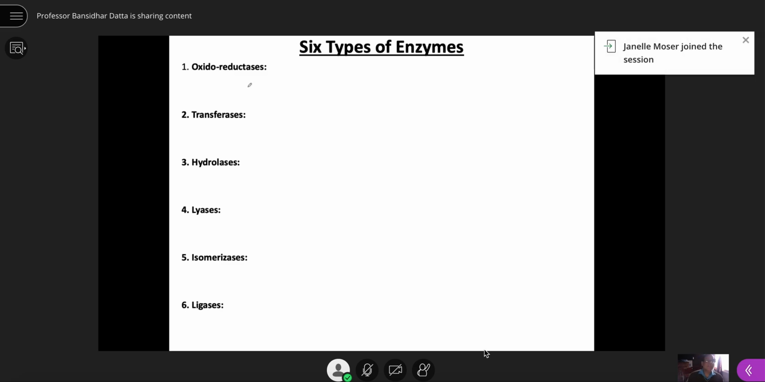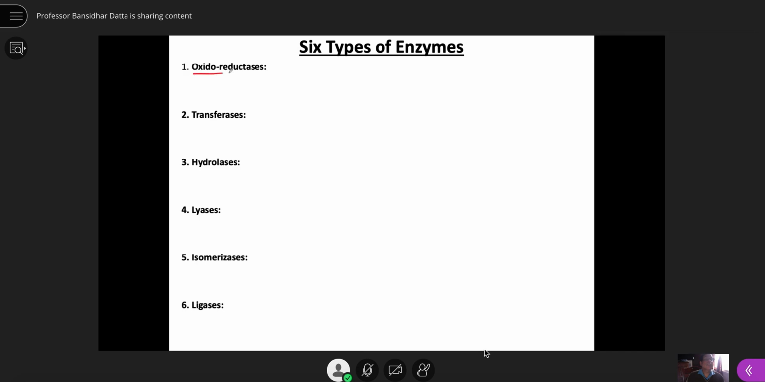A type of enzyme, number 1, is called oxidoreductases. Remember the name of those electron transport chain enzymes? First one, what is it called? NADH oxidoreductase. So that basically does the oxidation reduction reaction. So oxidoreductases are the redox reaction.